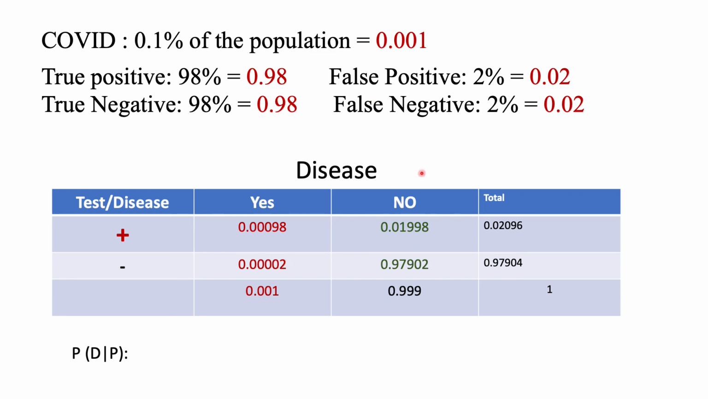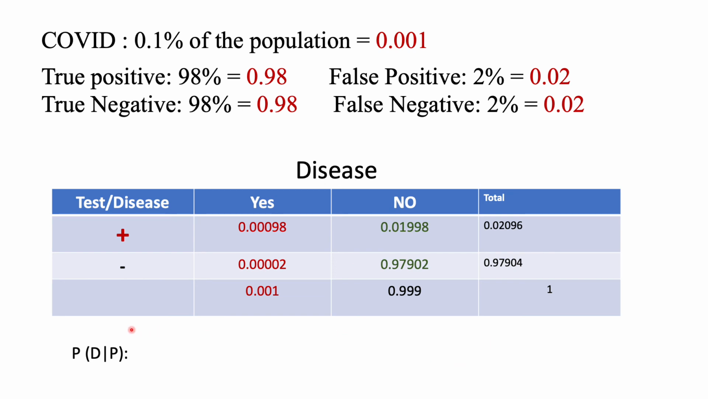Among the people who don't have the disease, there will be people who will not have the disease and will test negative, so they are true negatives: 98% of 99.9%, so that's why we have this number. Then we can also calculate people who will not have the disease but will test positive, so they are false positives, 2%. And by having these numbers, we can calculate the probability.